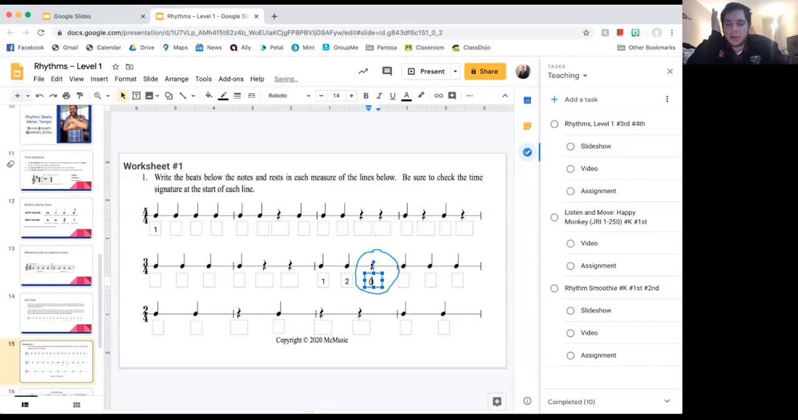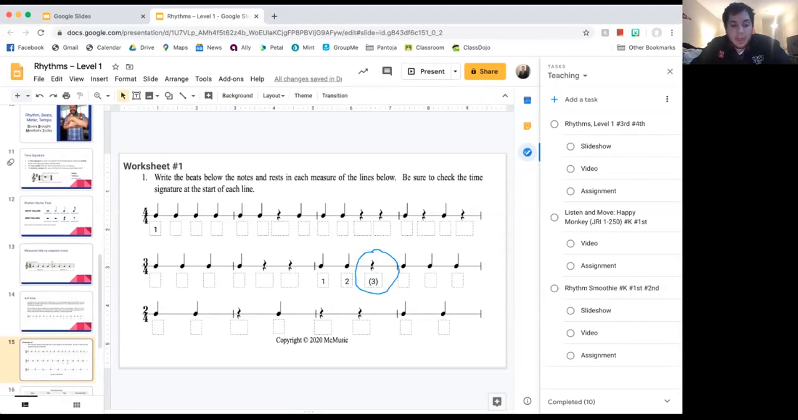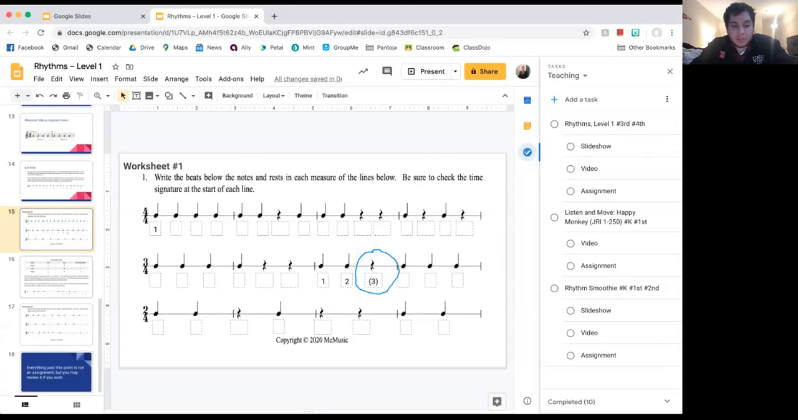And now I need to know what goes between them. 3 quarter notes in a measure. I already have beat 1 and beat 2. This one must be beat 3. And I put that in parentheses because it's a rest. So there you have it. That is our first worksheet.